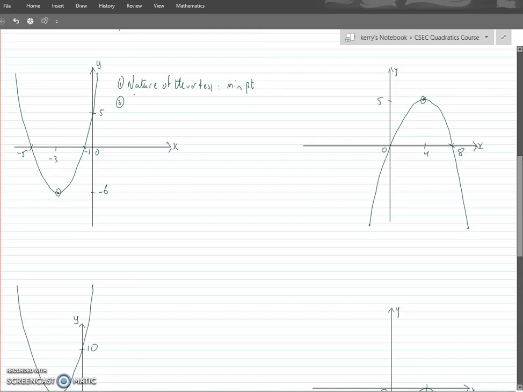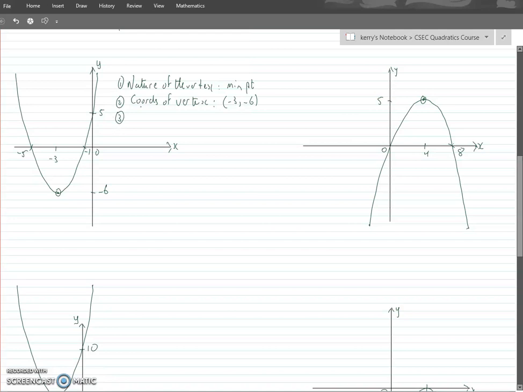The second one: you want to get the coordinates of the vertex. Remember, you take your x value first, which is -3 in this case, and your y value here is -6. So -3, -6 are the coordinates of the vertex.